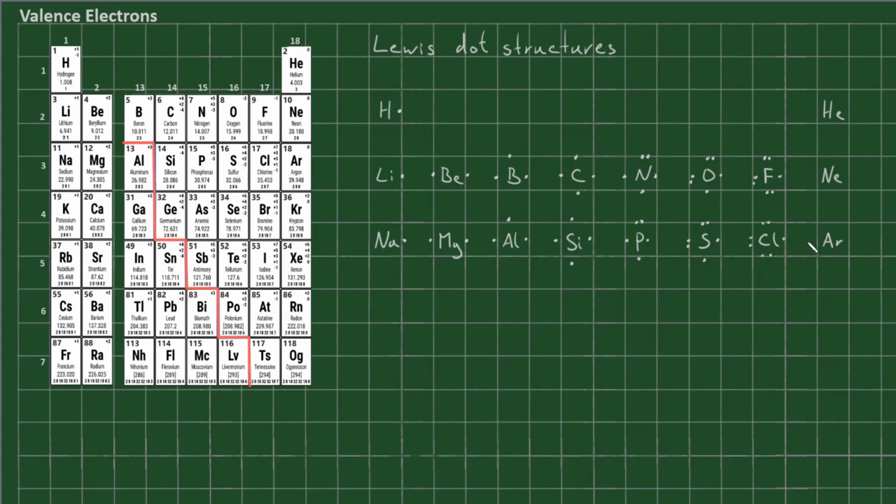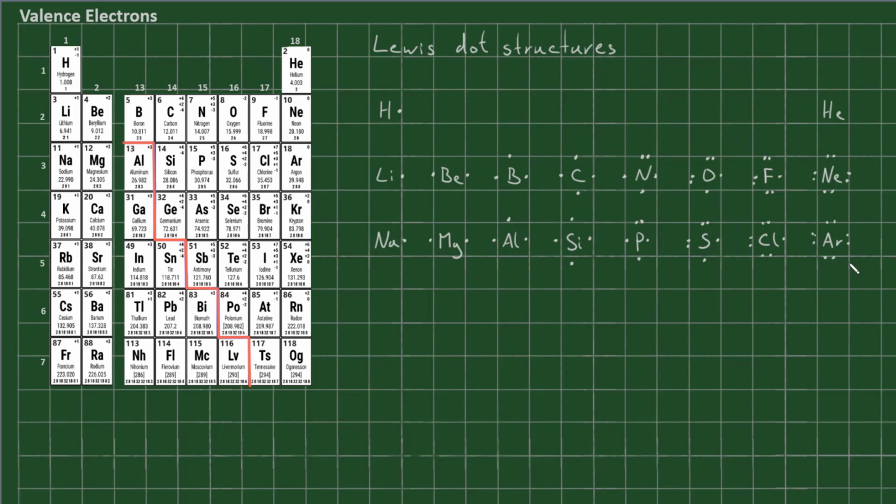And finally, we get to the noble gases. I'm going to deal with helium last. Let me take care of neon and argon first. Neon and argon have 8 valence electrons. So 1, 2, 3, 4, 5, 6, 7, 8. I have 4 pairs of electrons. And same is true for argon. 8 electrons, all of them paired up.